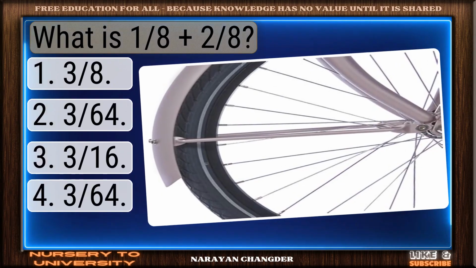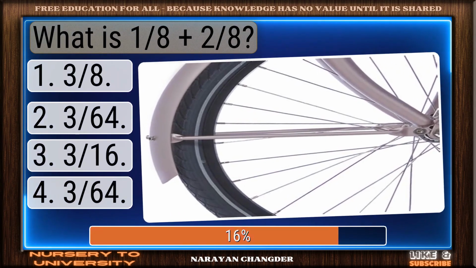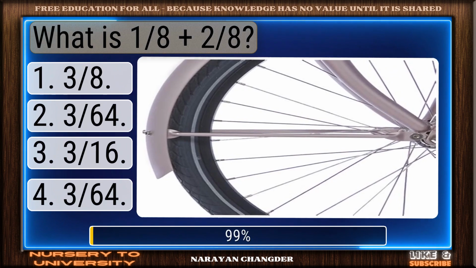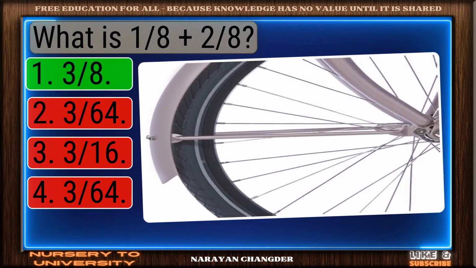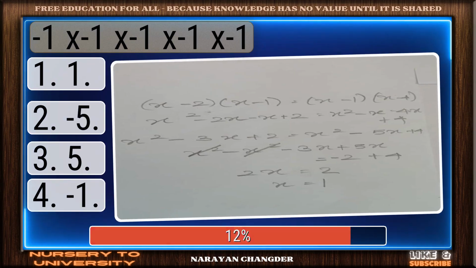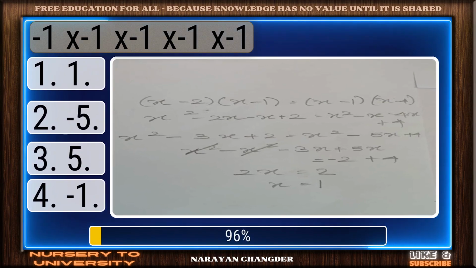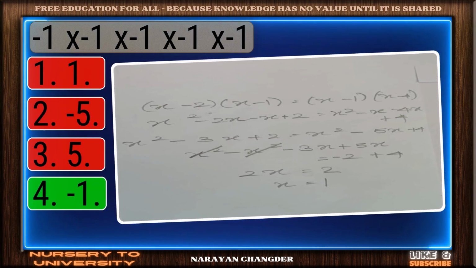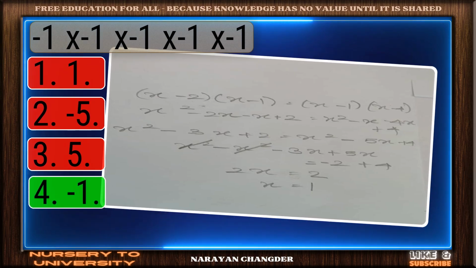Question number 218, what is 1 pid 8 plus 2 pid 8? Correct. 3 to 8 is the right answer. Question number 219, funks 1. Nice work. You chose 1 and it is correct.